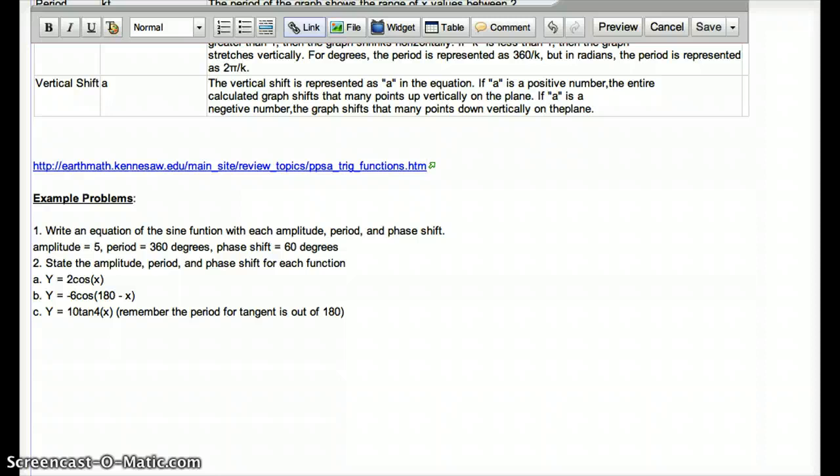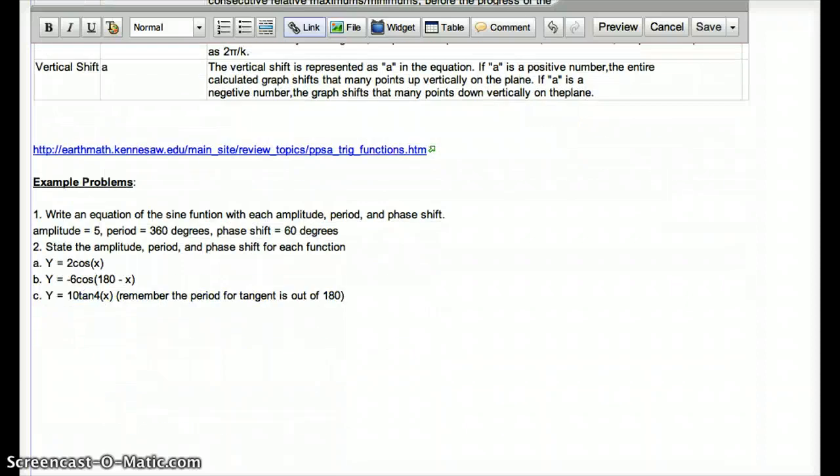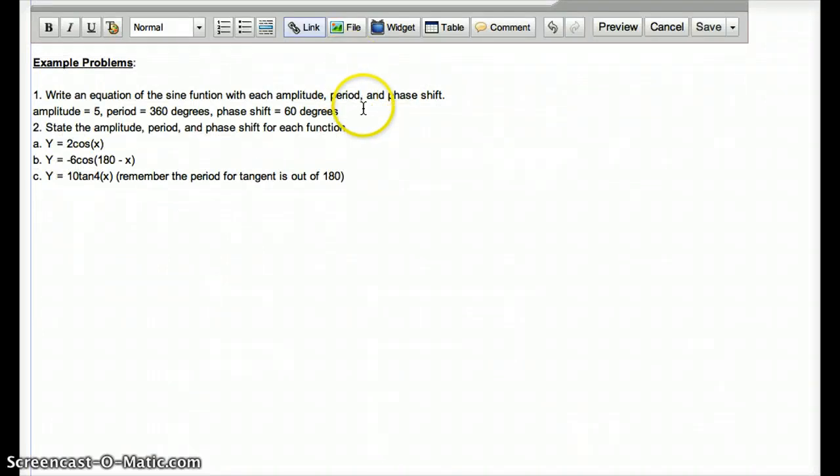So for this one, you would start out with y equals. If the amplitude is 5, that goes right here in the beginning, 5. Since it asks for a sine function, we'll have sine right there. Next comes the period. Since it is 360, it's just a plain, flat out sine function, no change in the period whatsoever, so that can be left alone.